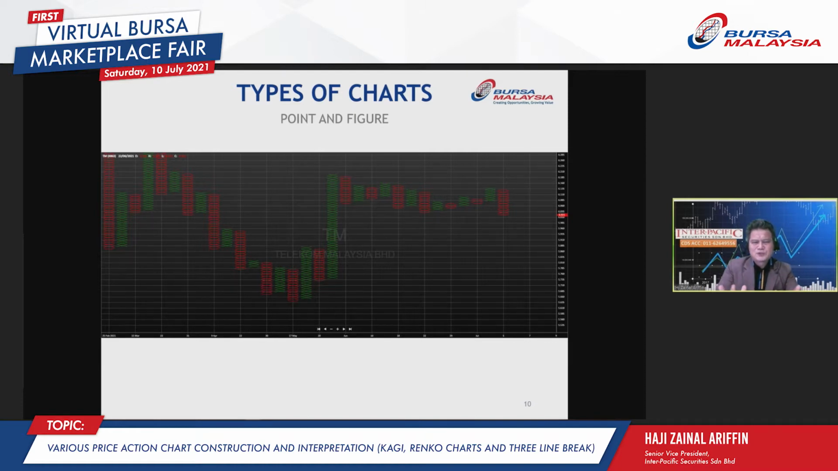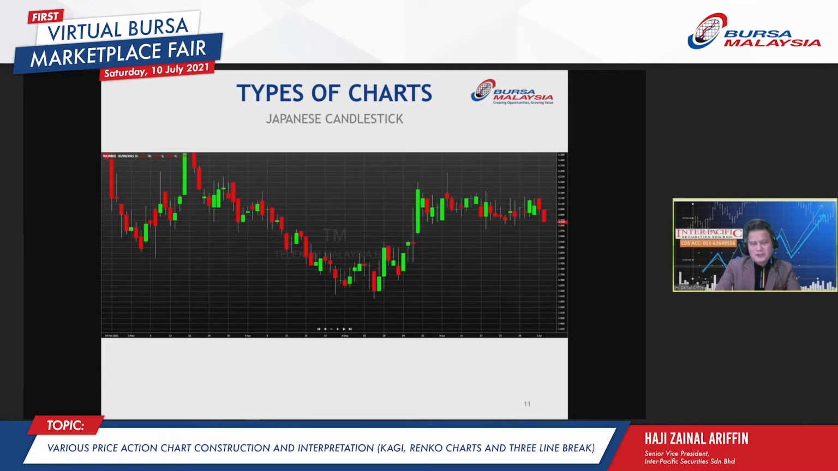But all of this that I show you is available in most chart software. Okay, this is the most popular one, what we call Japanese candlestick. It's very popular. Actually, it is quite old. It's been used in Japan since about the 1600s, the 17th century, but only came to the US about 1990, and came to Malaysia after 1978, something like that.